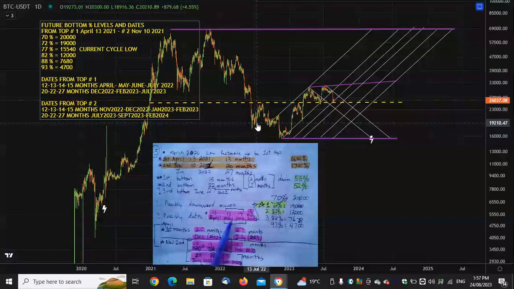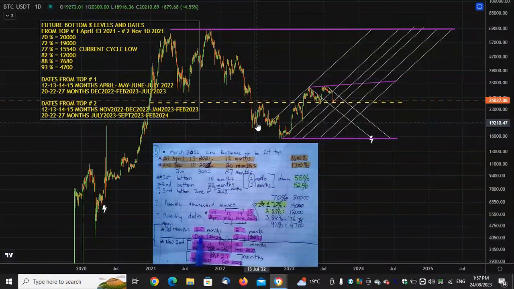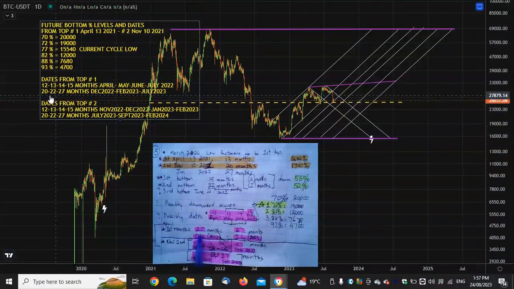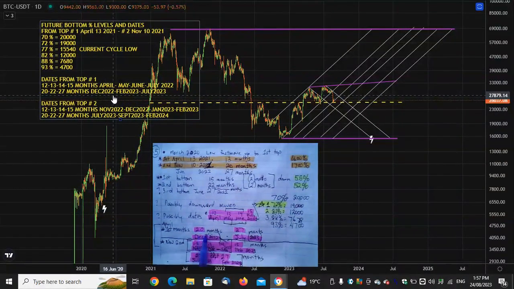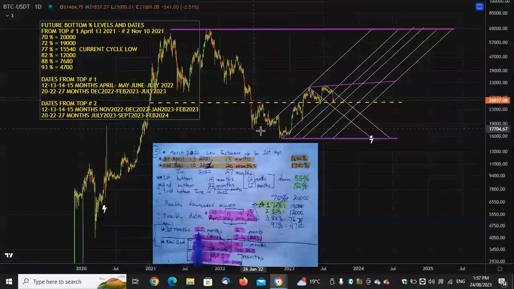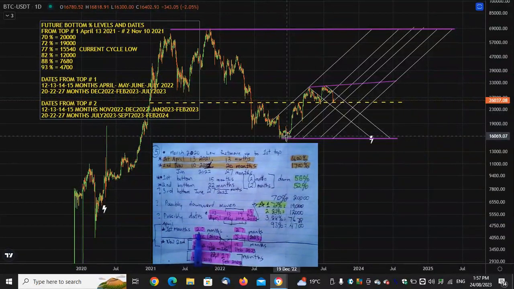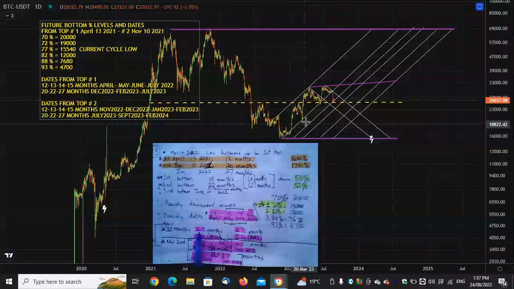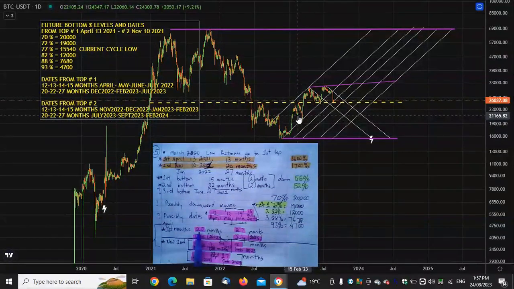Then from there, we're going to go to our next one. We're going to be our 20 and our 22 months, and that is these ones right here. We would be looking for a bottom around December 2022 and February 2023. Around December 2022, we have a bit of a higher bottom right here. It's just right on time. And then our February 2023, right back here. Right here, guys. That's right.